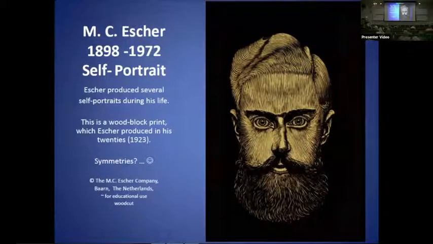Here's the first slide mentioning Escher. This is a woodcut that he did when he was about 25 years old. He was born in 1898, and so in 1923, when he made this, he was about 25 years old. Now there's a certain amount of symmetry here. It's a human face after all, but you can see the curls of his hair and so on. There's a little bit of difference in the left and right side of his head.